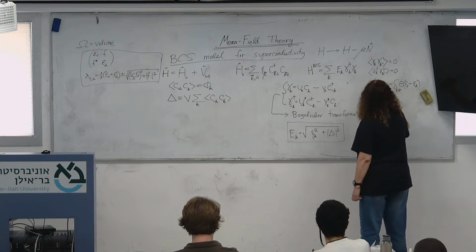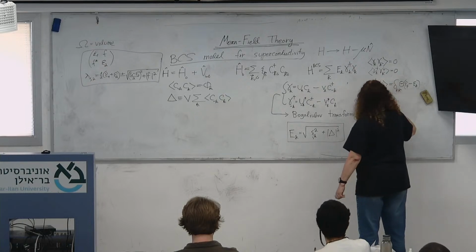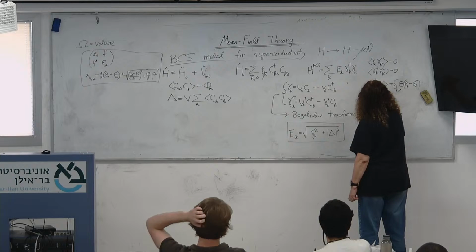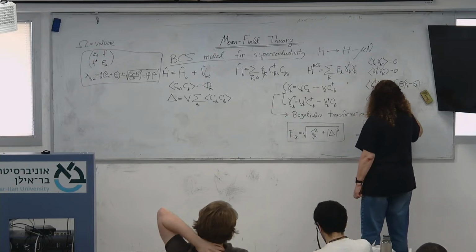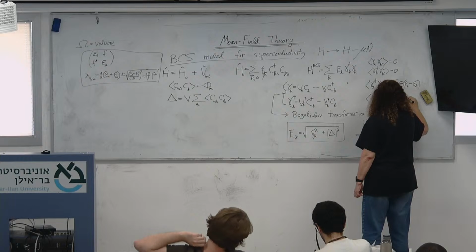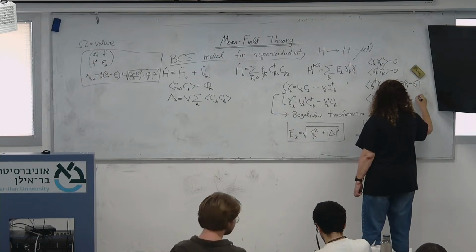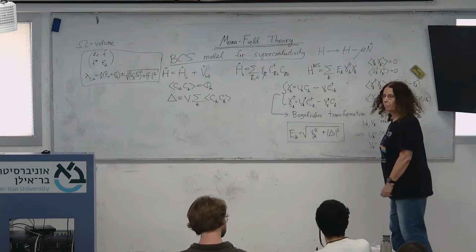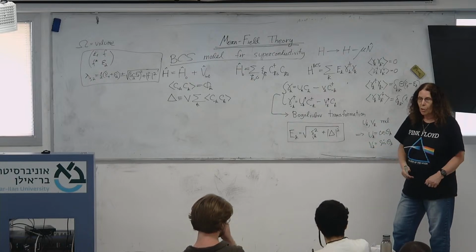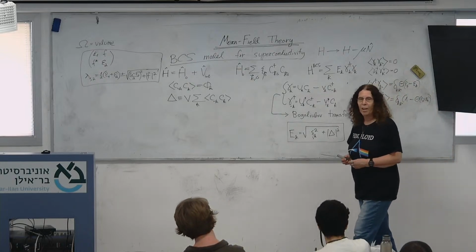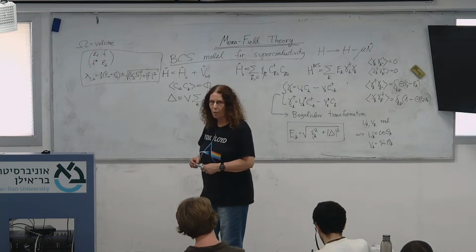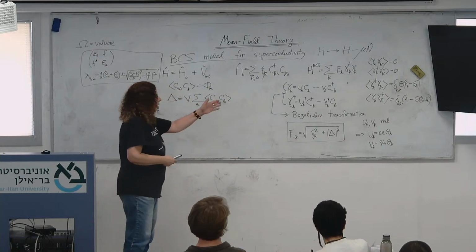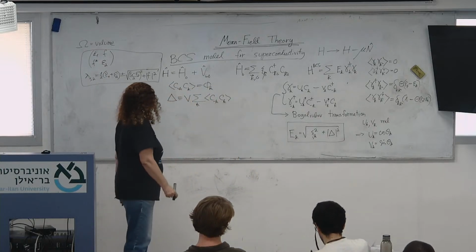And then gamma K dagger will be 1 minus that. Okay? So they just behave like regular particles, but the spectrum is different. It has a gap. Okay?